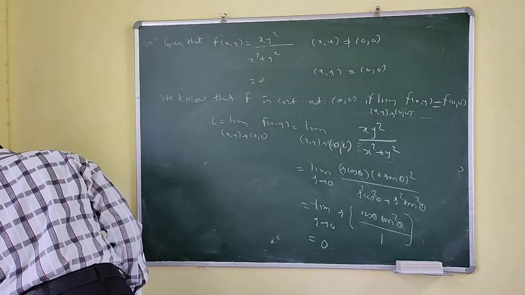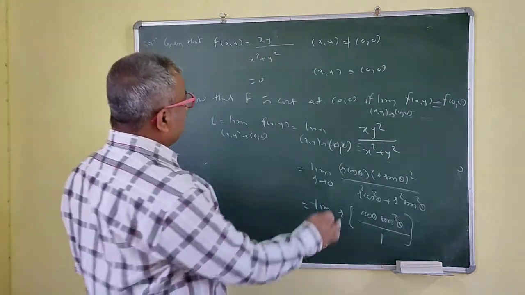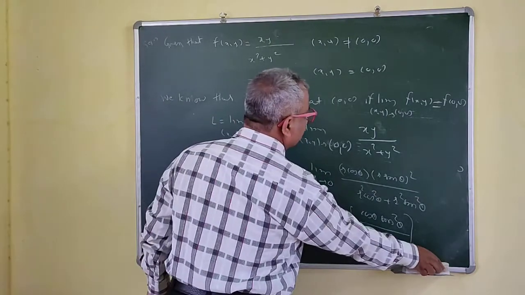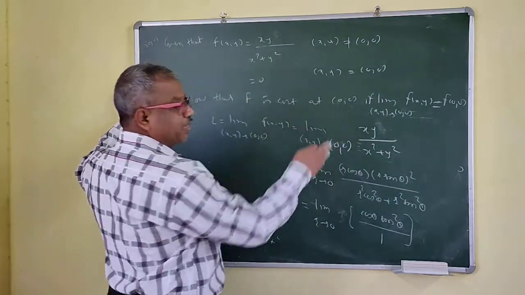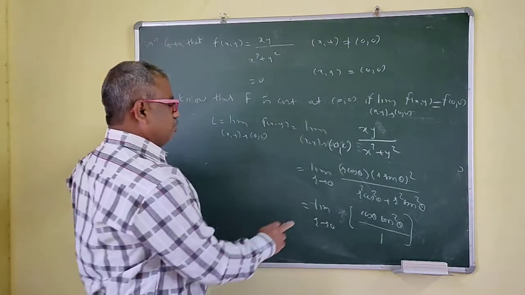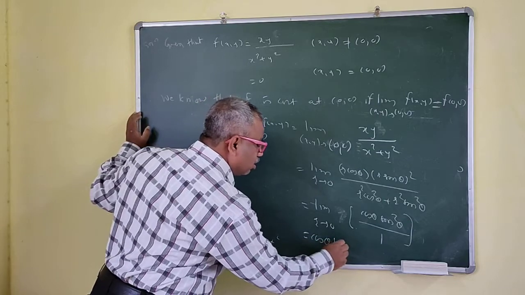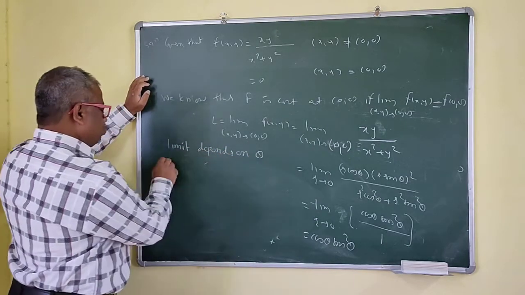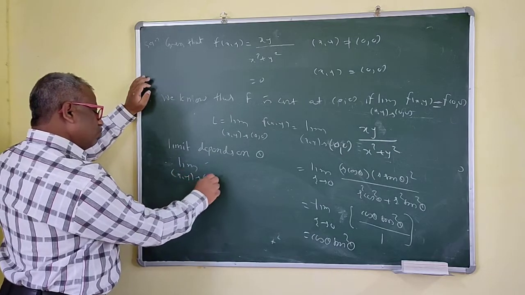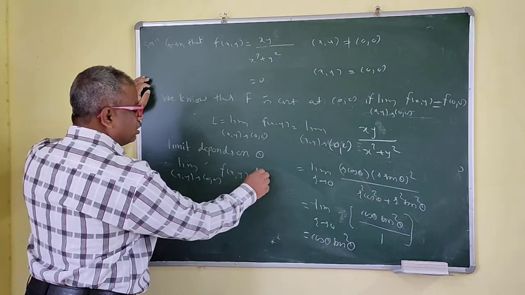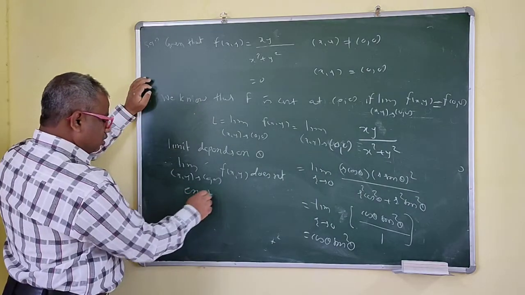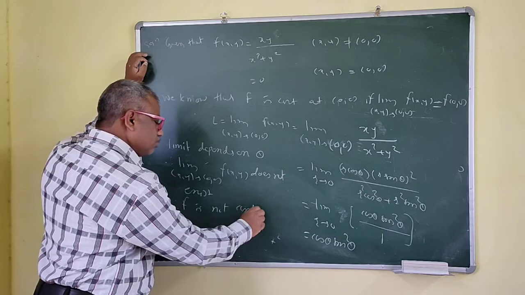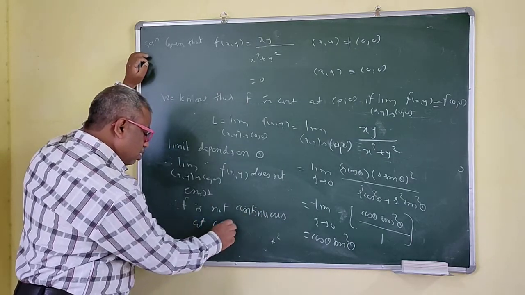So this is what the problem is. Just correct the problem here. There is no problem for f x and f y, they are okay because we get the numerator as 0. So now this r gets cancelled, and we get cos theta sin square theta. The limit depends on theta. Therefore, limit x, y tends to 0, 0 of f of x, y does not exist. If the limit does not exist, then f is not continuous at 0, 0. So the second part is also over.